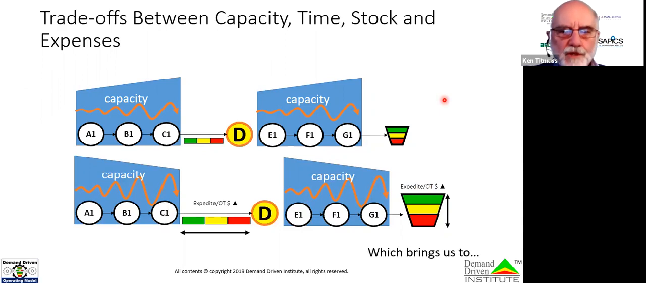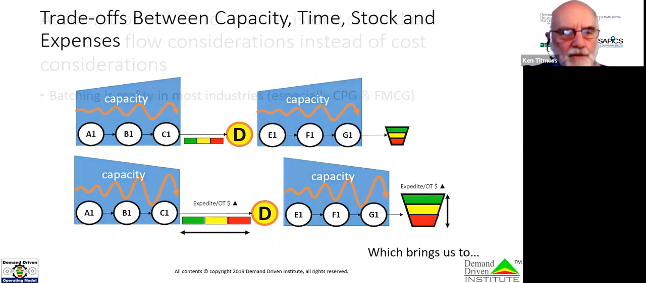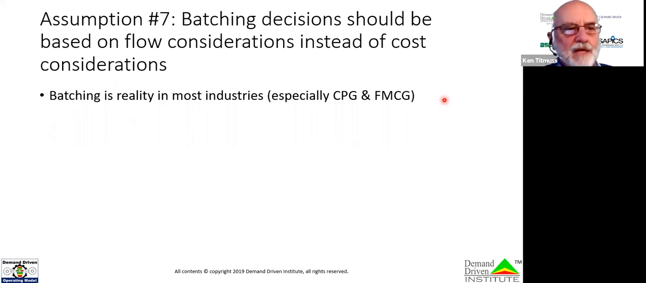So this brings us to assumption number 7. Batching decisions should be based on flow instead of cost. Batching is reality in most industries. In the consumer products and fast-moving consumer goods, we make things in batches. It's what happens, and we can't really get away from that.